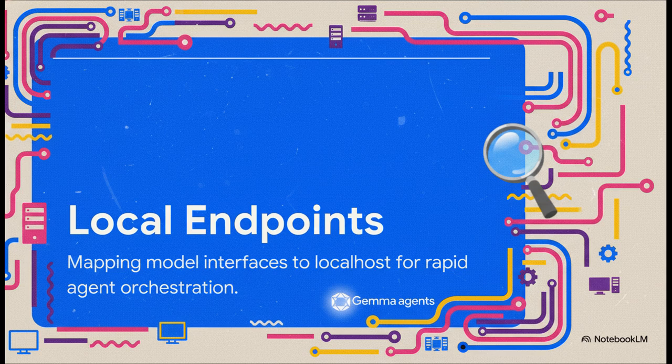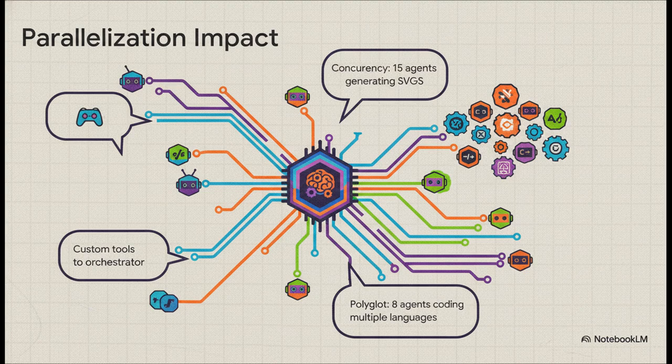By spinning up local inference servers like Llama CPP or LM Studio, you can actually map the model's interface directly to your local host. This means that existing agent frameworks, ones that were designed for cloud APIs, can instantly point at your local machine. It enables lightning-fast orchestration of local Gemma agents. The impact of this parallelization is profound. The sources highlighted several brilliant examples.